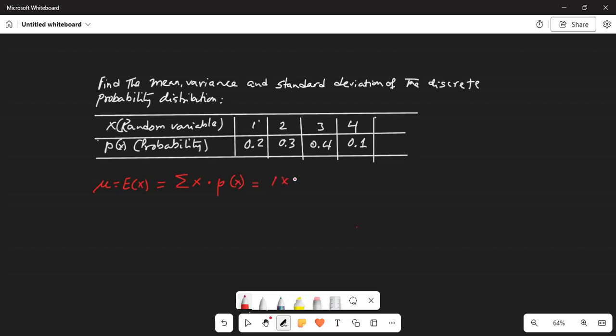So it will be 1 times 0.2 plus 2 times 0.3 plus 3 times 0.4 plus 4 times 0.1. So mu, which is the mean, is equal to 0.2 plus 0.6 plus 1.2 plus 0.4. That is 0.8 plus 1.2 is 2, 2 plus 0.4 is 2.4.